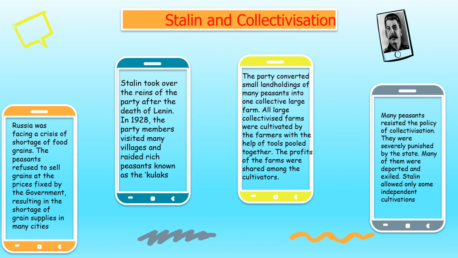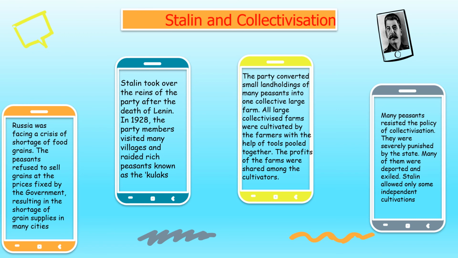Many peasants resisted the policy of collectivization. They were severely punished by the state. Some of them were even deported and exiled. Stalin allowed some independent cultivation, but treated such cultivators very unsympathetically.